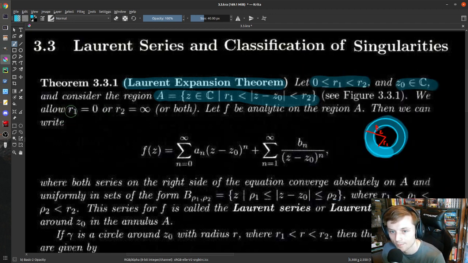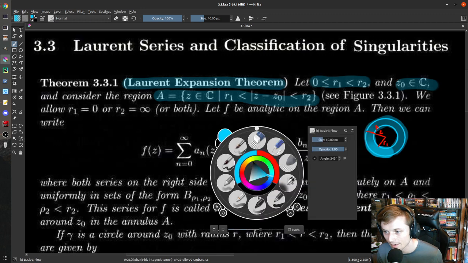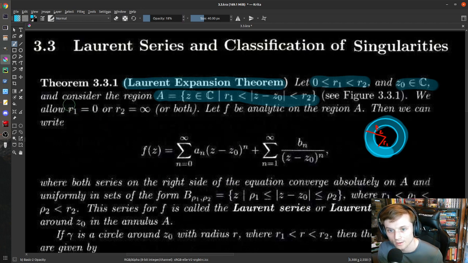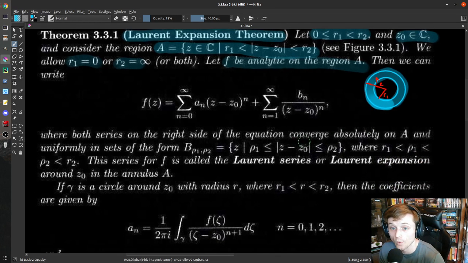Setup. We also can allow R1 to be 0, obviously. Why is it giving me trouble here today? Keeps losing my settings. So weird. We of course can allow R1 to be 0 or R2 to be infinity, or we can allow both. Totally fine. Don't get hung up on anything like that. What we're talking about is analytic functions on these regions.